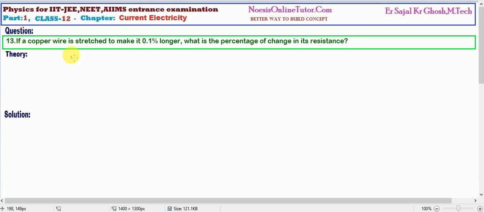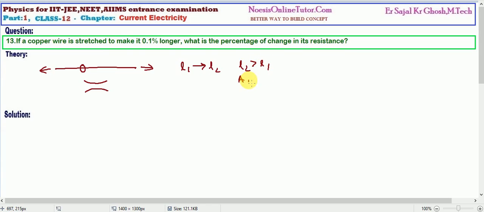First I should tell you, here the wire is stretched. When a wire is stretched from both sides, its area of cross section will reduce, that means area will decrease, and as it is stretched, length will increase. That means L1 to L2, where L2 should be greater than L1, and A1 to A2, where A1 should be greater than A2.